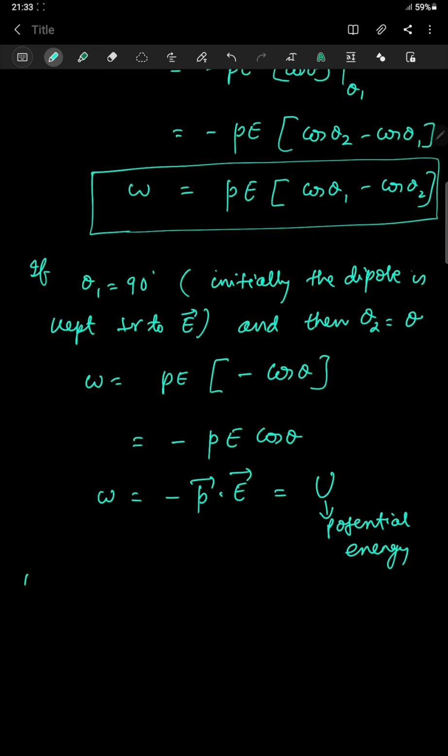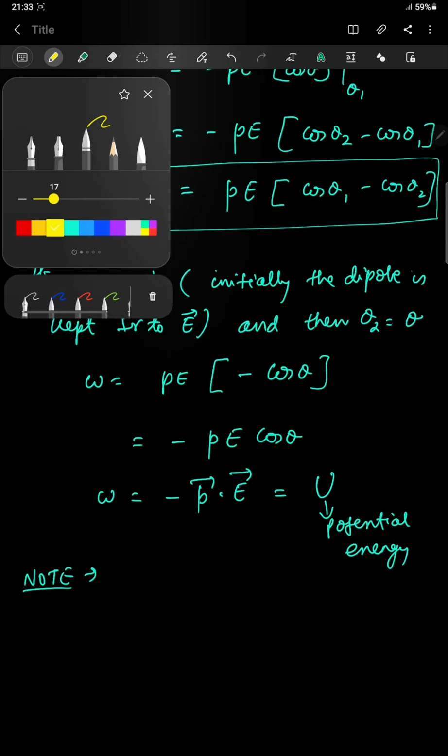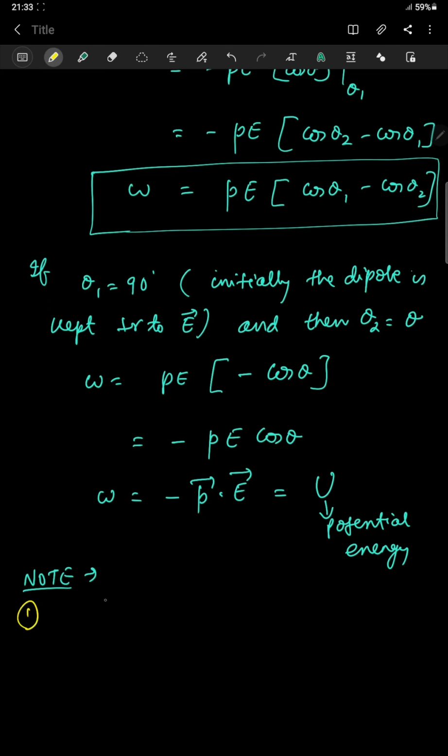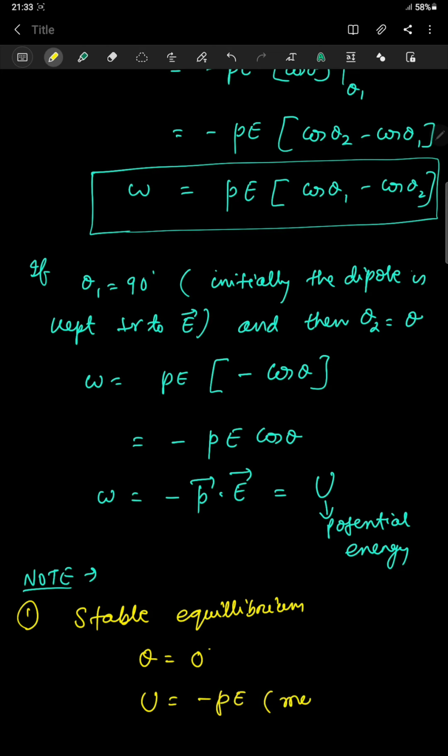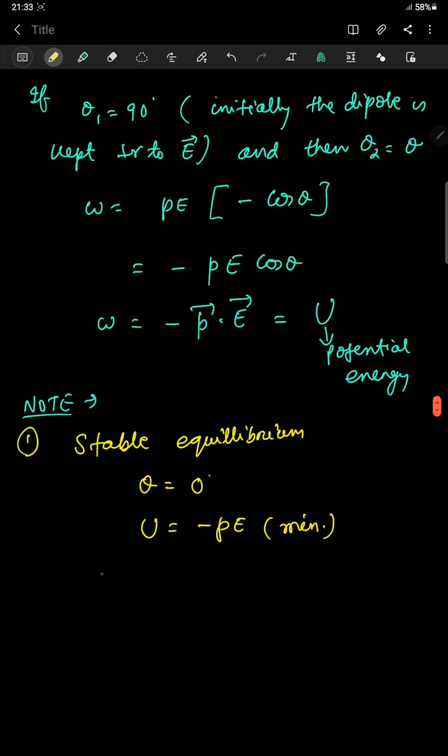Now let us write down some notes about this. The first point is stable equilibrium. So what happens in stable equilibrium? Theta is 0 degrees. So if theta is equal to 0 degrees, U will be how much? Minus pE, which is the minimum value. Theta equal to 0 means the p vector is parallel to the E vector.